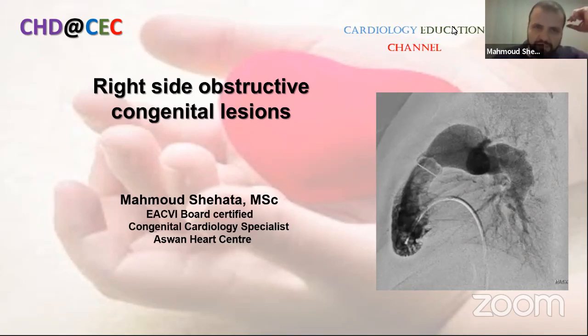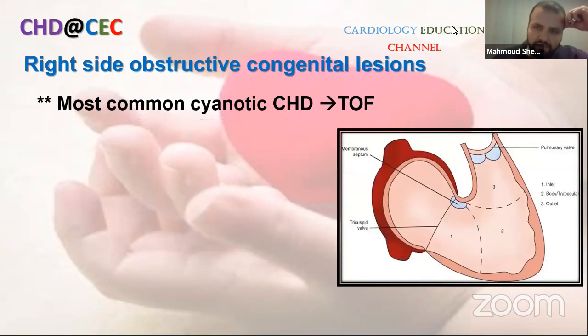Today we are going to talk about the right side obstructive congenital lesions. On the right side, the RV is formed from three parts. Part one is the sinus part, which is the inflow part, part two is the body or the trabecular part or the apical part, and part three is the outflow or the infundibular part. So we have different levels of obstruction all through this pathway from the inflow to outflow, even after the pulmonary valve, on the level of the branch and the peripheral pulmonary arteries.